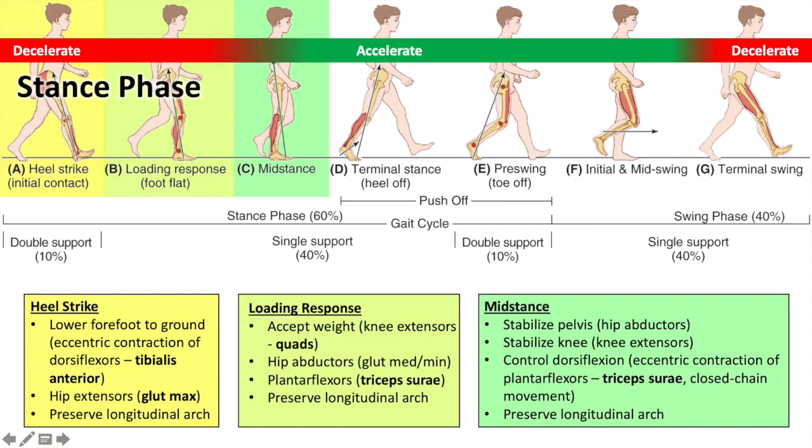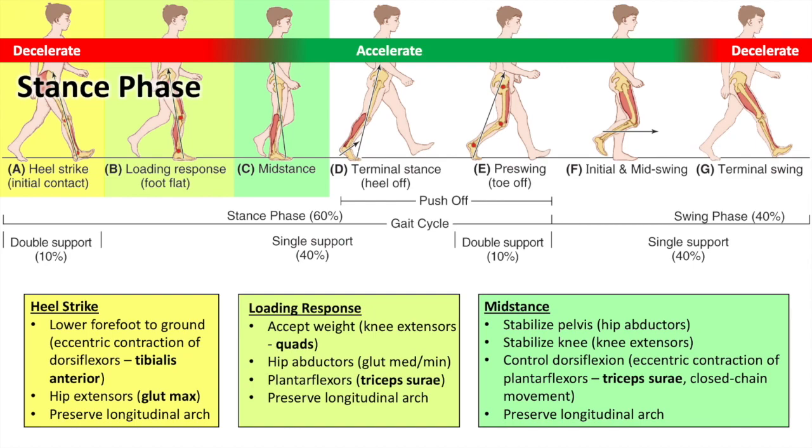So let's start with the heel strike. So we've got this heel strike. I'm having to pull my toes upwards, or dorsiflexing. That's going to be caused by tibialis anterior. That anterior compartment is going to be dorsiflexing my foot and toes. Also, my hip extensors are going to start working, and that is glute max. So we're trying to preserve that longitudinal arch.